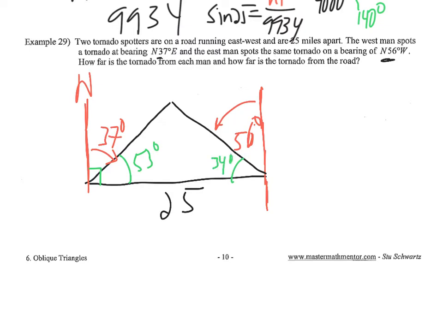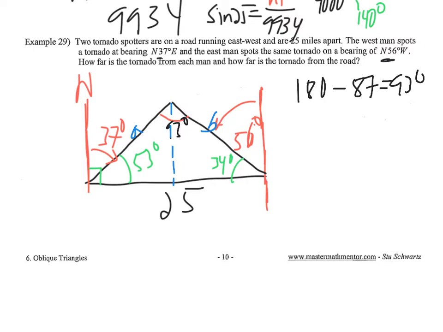And then, because I know this side here, I really want to know that angle. So we'll add these up and subtract it from 180. Let's see, what is that? 87. So 180 minus 87, is it? That's 93 degrees. So this angle's 93 degrees. And I want to know how far is a tornado from each man? And then how far is it from the road? So I need to know this side, I need to know this side, and then I need to know that vertical distance.